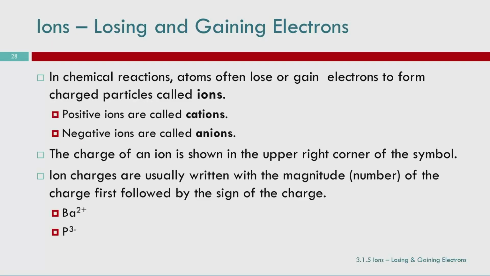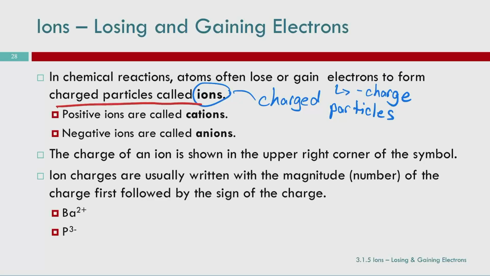Okay, now to ions. If you change the number of electrons, as often happens in chemical reactions, metals tend to lose electrons, nonmetals tend to gain electrons. You can lose or gain electrons, and since electrons have a charge, that will form charged particles called ions. So ions are charged particles. We've got two names for ions. Our positively charged ions are cations. So cations are positively charged.